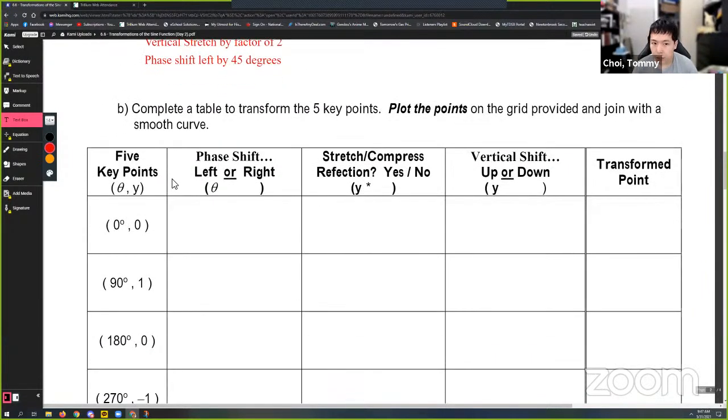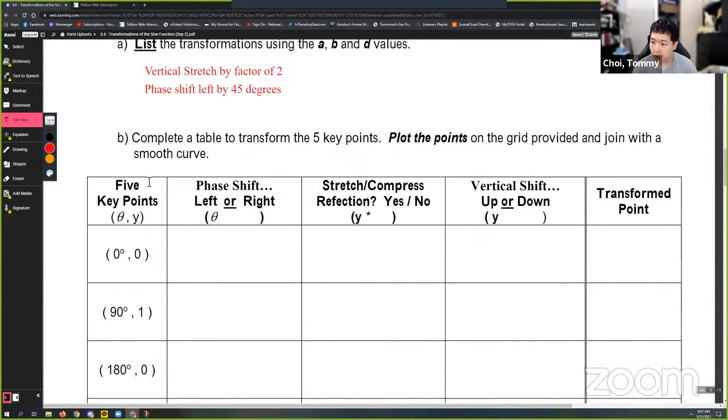So then we have to complete the table. Let's do this rough work where we brute force the calculations. We said it's a shift left by 45, so we're going to subtract 45 here. It's a stretch, and there is no reflection because it's not negative, so we multiply the y value by 2. There is no vertical shift, so we can ignore it. We know it's 0, so we can just say plus 0, if anything.